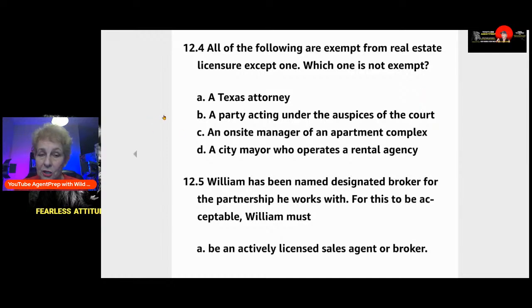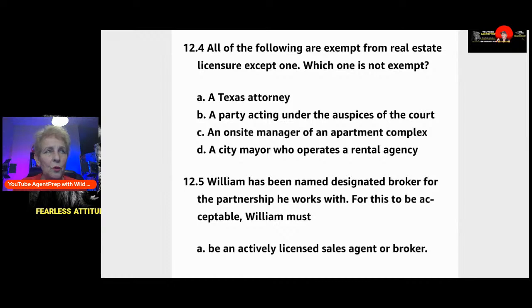A, a Texas attorney. B, a party acting under the auspices of the court. C, an on-site manager of an apartment complex. Or D, a city mayor who operates a rental agency. So who do you think needs to have a license, or must have a real estate license?